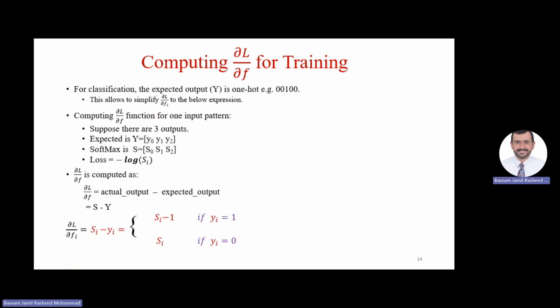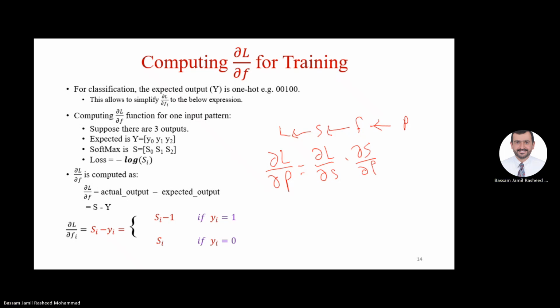So let's say this one more time. The loss function L depends on S, and S depends on F, and F depends on the parameters P. And what we said is that ∂L/∂P equals ∂L/∂S times ∂S/∂F times ∂F/∂P.